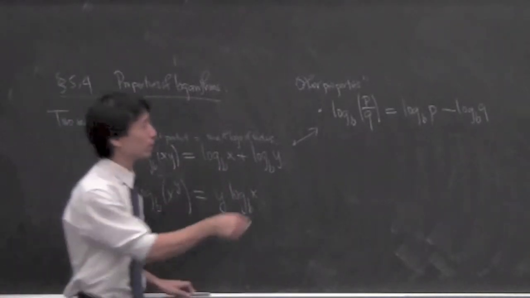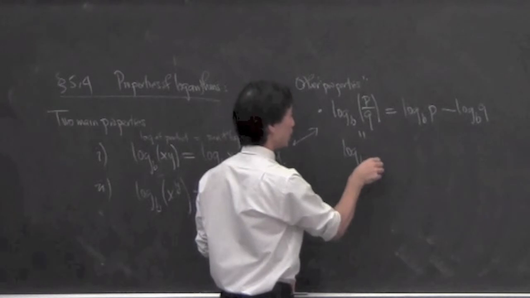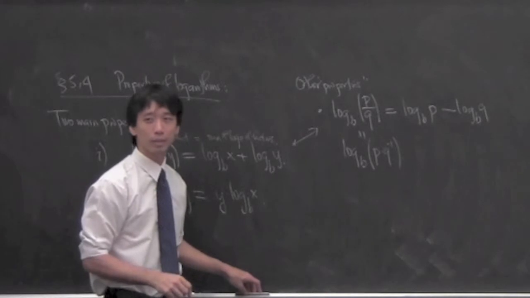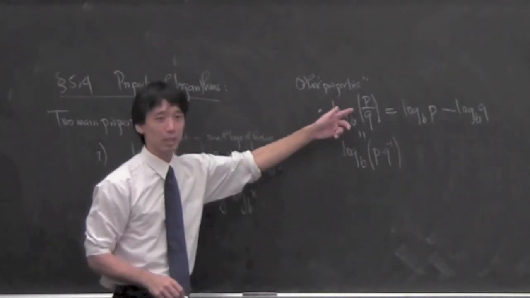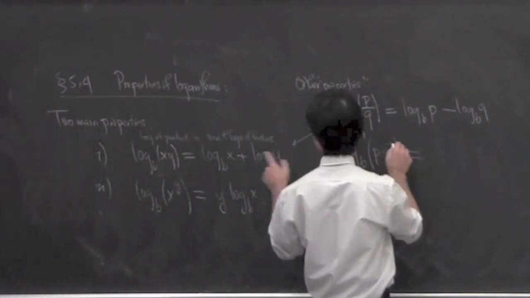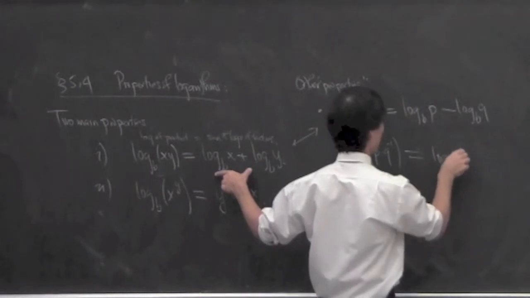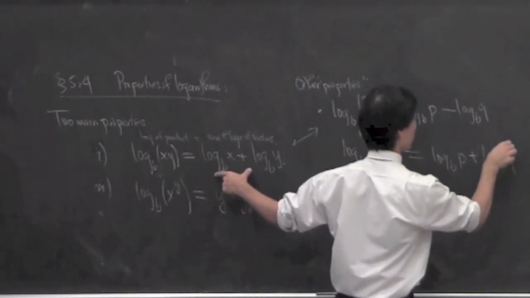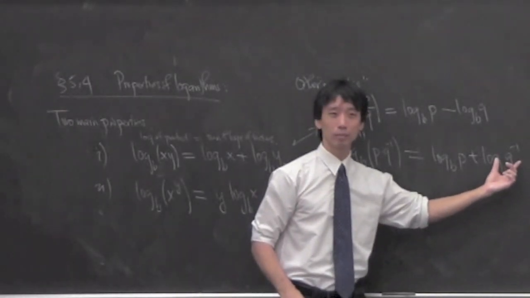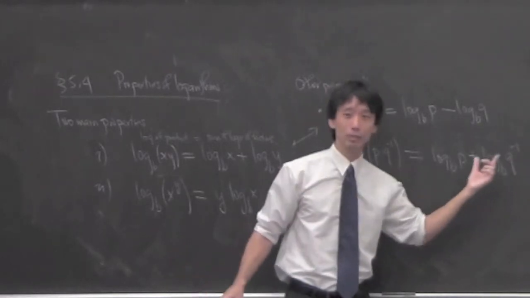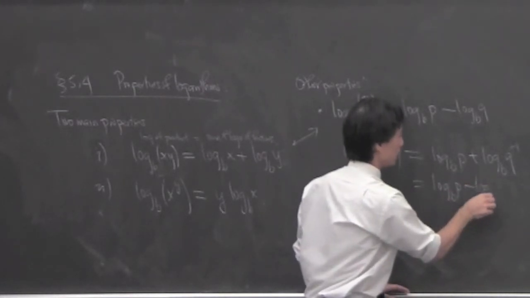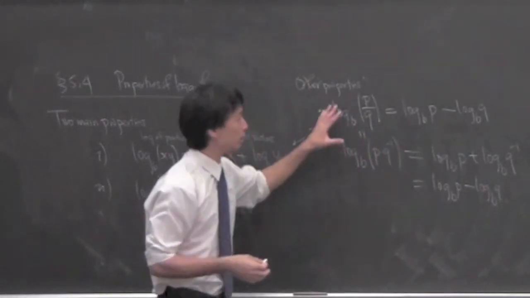It's the same as the first one because we could just write this ratio as log base b of p times q to the minus 1. Right? P over q is the same thing as p times q to the minus 1. And so using the first property, we'd see that this is log base b of p plus log base b of q to the minus 1. What's log base b of q to the minus 1? You can pull the minus 1 out by the second property, which is log base b of p minus log base b of q. So this one you don't have to remember.